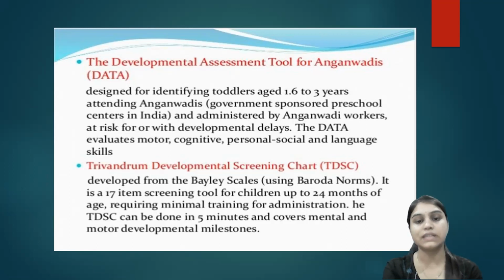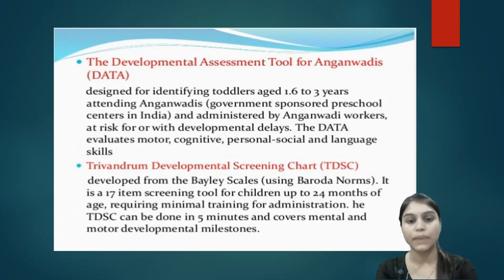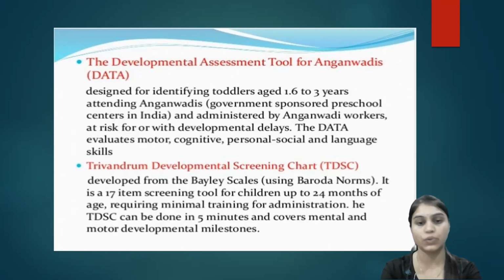Trivandrum Developmental Screening Chart, TDSC, developed from Bailey's scale using Baroda norms. It is a 17 item screening tool for children up to 24 months of age requiring minimal training for administration. TDSC can be done in 5 minutes and covers mental and motor development milestones.